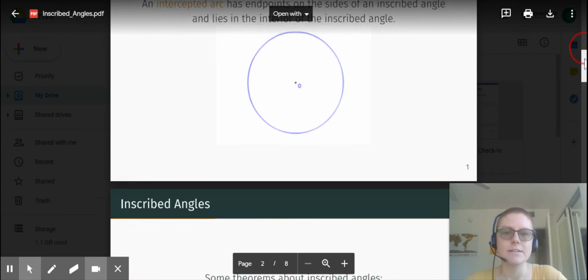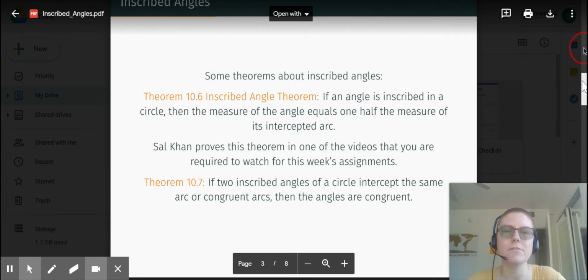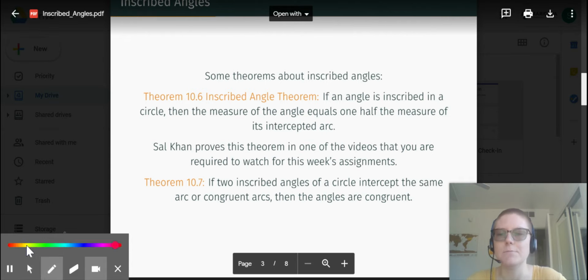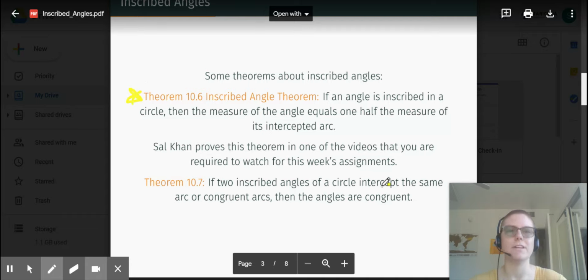There are a couple of theorems about inscribed angles. The first one is aptly named the inscribed angle theorem. You want to write that down. If an angle is inscribed in a circle, then the measure of the angle equals 1/2 the measure of its intercepted arc.